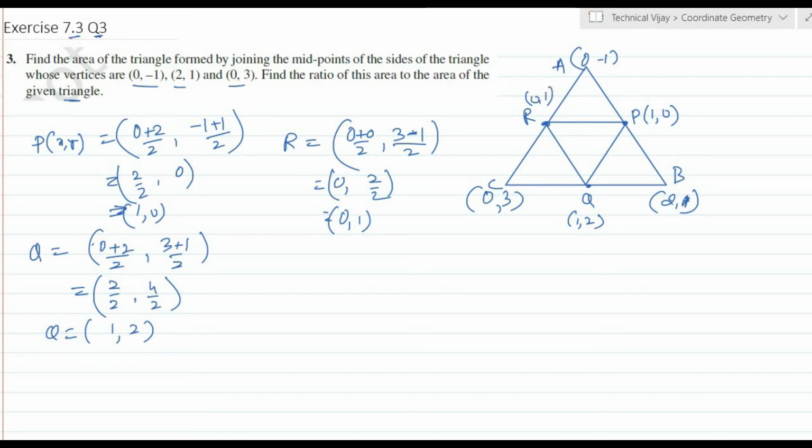So these coordinates we got. Now we can calculate the area of this smaller triangle and the area of the bigger triangle. So first we calculate the area of this smaller triangle.